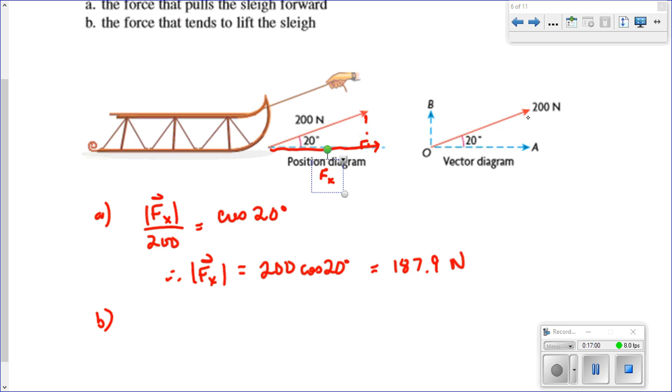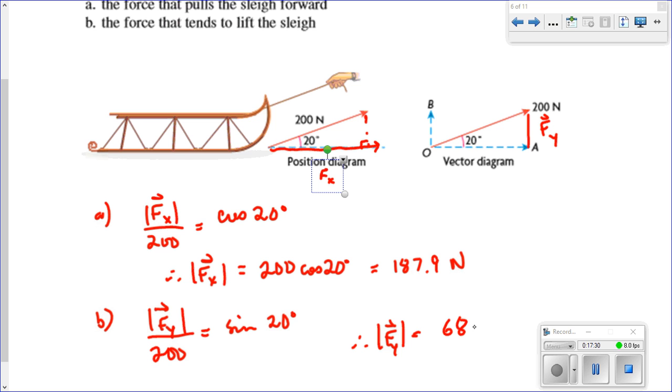I'm going to call this one Fy, and that'll be the other. That's the opposite. Okay, the opposite side, so that's a sine ratio. Okay, much smaller. We know that sine of 20 degrees is a much smaller ratio, multiplied by 200. That's about 68.4 newtons. That's how we handle a question like that. That sort of gives you a perspective and a context here.